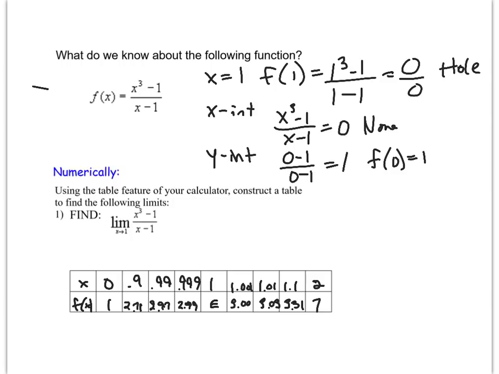When I look at this, I see that on the left side, as I'm approaching 1, my values for the function are getting closer and closer to 3. I see the same thing as I approach the number 1 from the right side. So what that tells me is that as I approach going this way and this way, my y values are getting closer and closer to the number 3. So we're going to say that numerically, by looking at a table of values, I get a limit of 3.